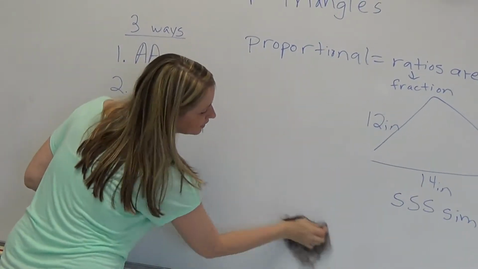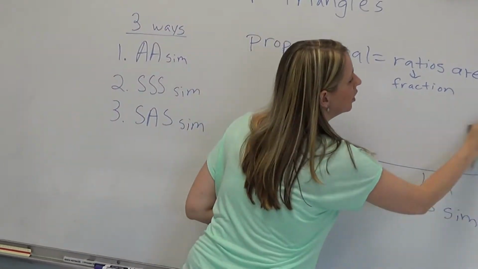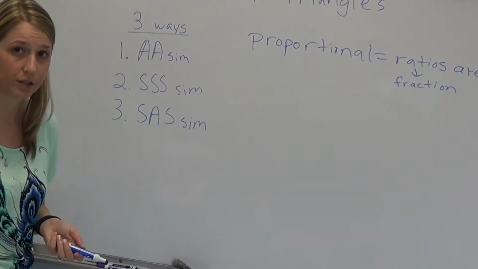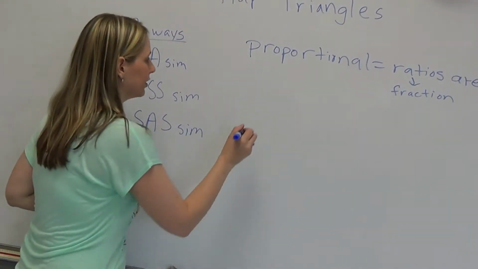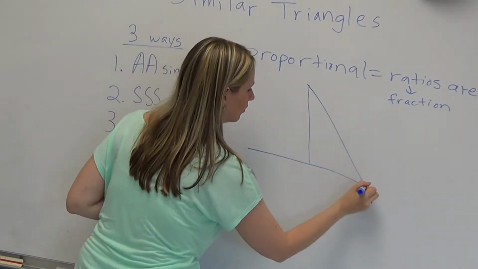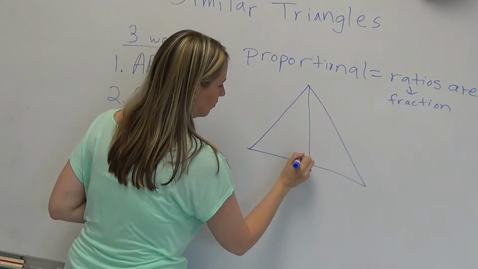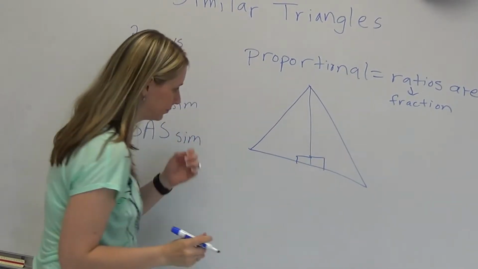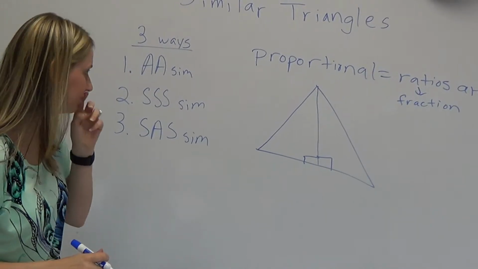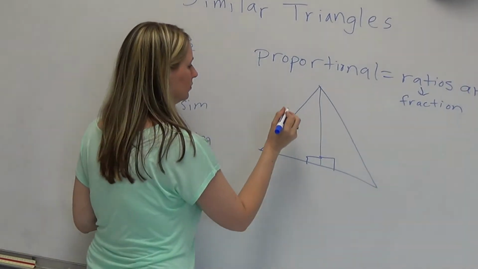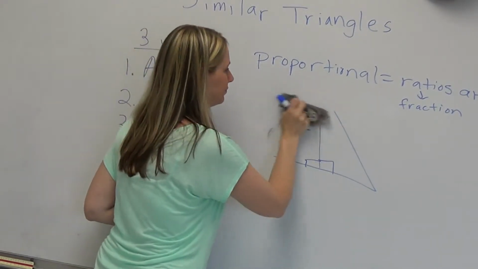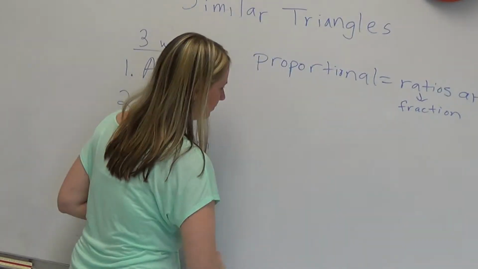Now again, the sides are proportional, but the angles, just like in the first one, are actually going to end up being congruent. Okay? So let's say I have something like this. That's not going to work. Scratch that. Let's just separate them.